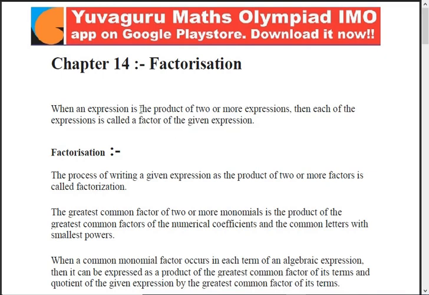So when an expression is a product of two or more expressions, let's say the expression 2x plus 10, it is a product of two expressions. Take 2 common, so it becomes 2 into x plus 5, right? So these are the two factors. We'll study this further. If it's a product of two or more expressions, then each of the expressions is called a factor of the given expression.